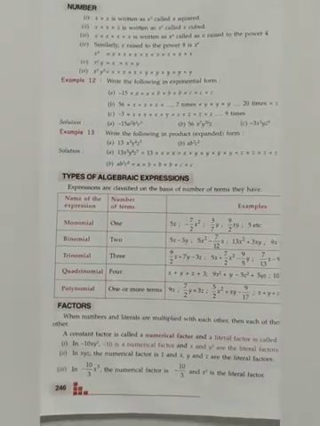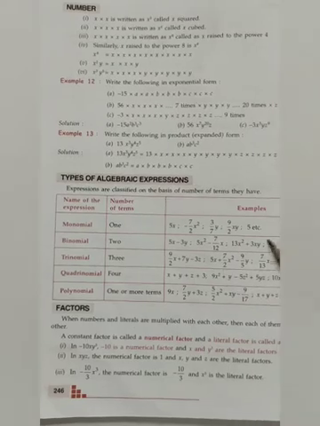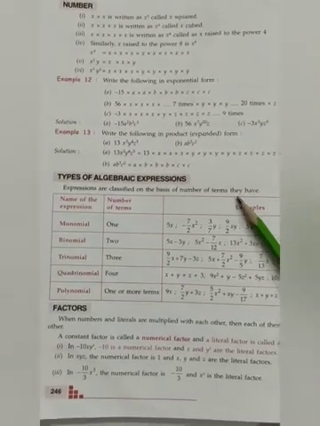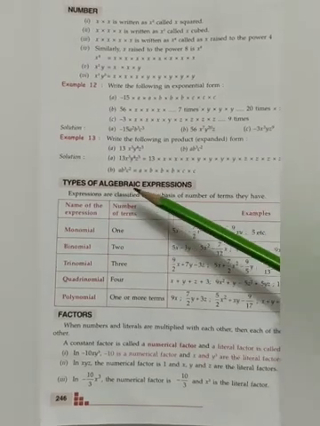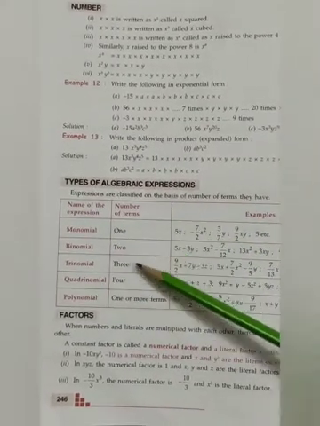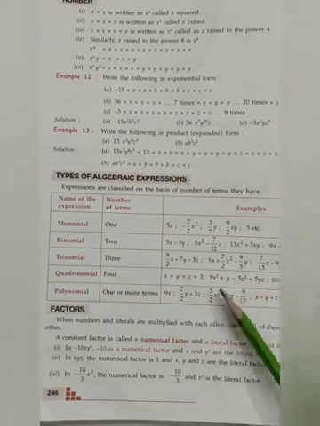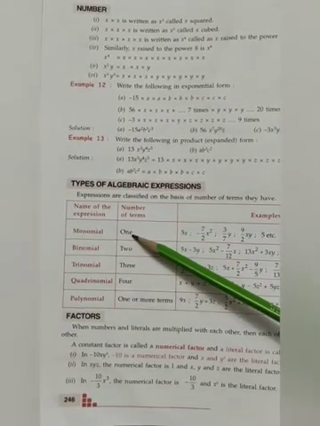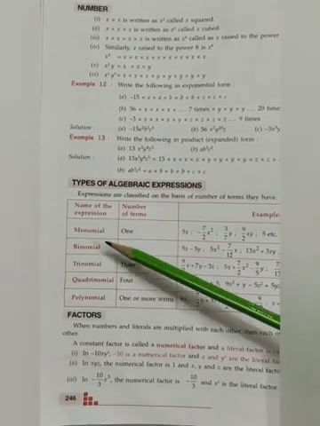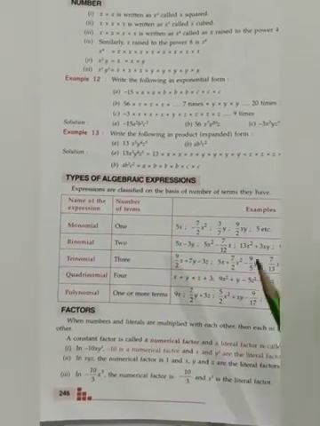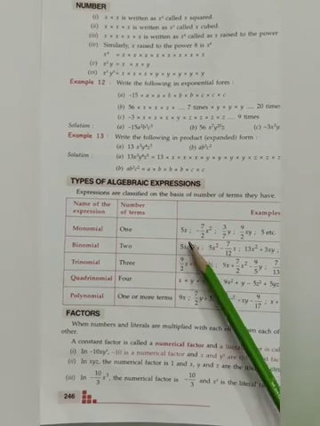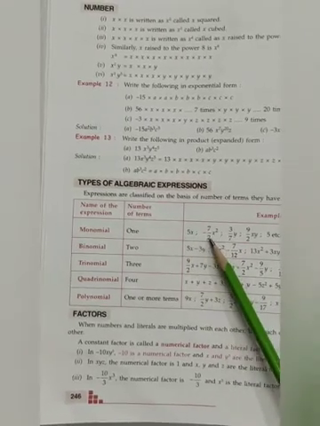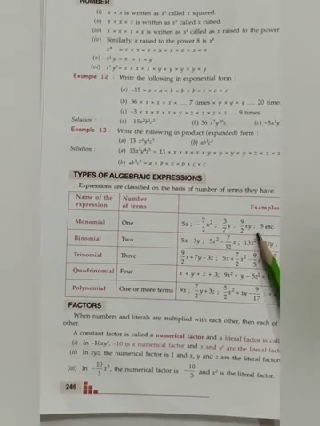Then types of algebraic expressions. Expressions are classified on the basis of the number of terms they have. So name of the expression, number of terms and examples. Where one term is given, name is monomial. For example, 5x, minus 7 by 2x square. So here children, you see one term is there.